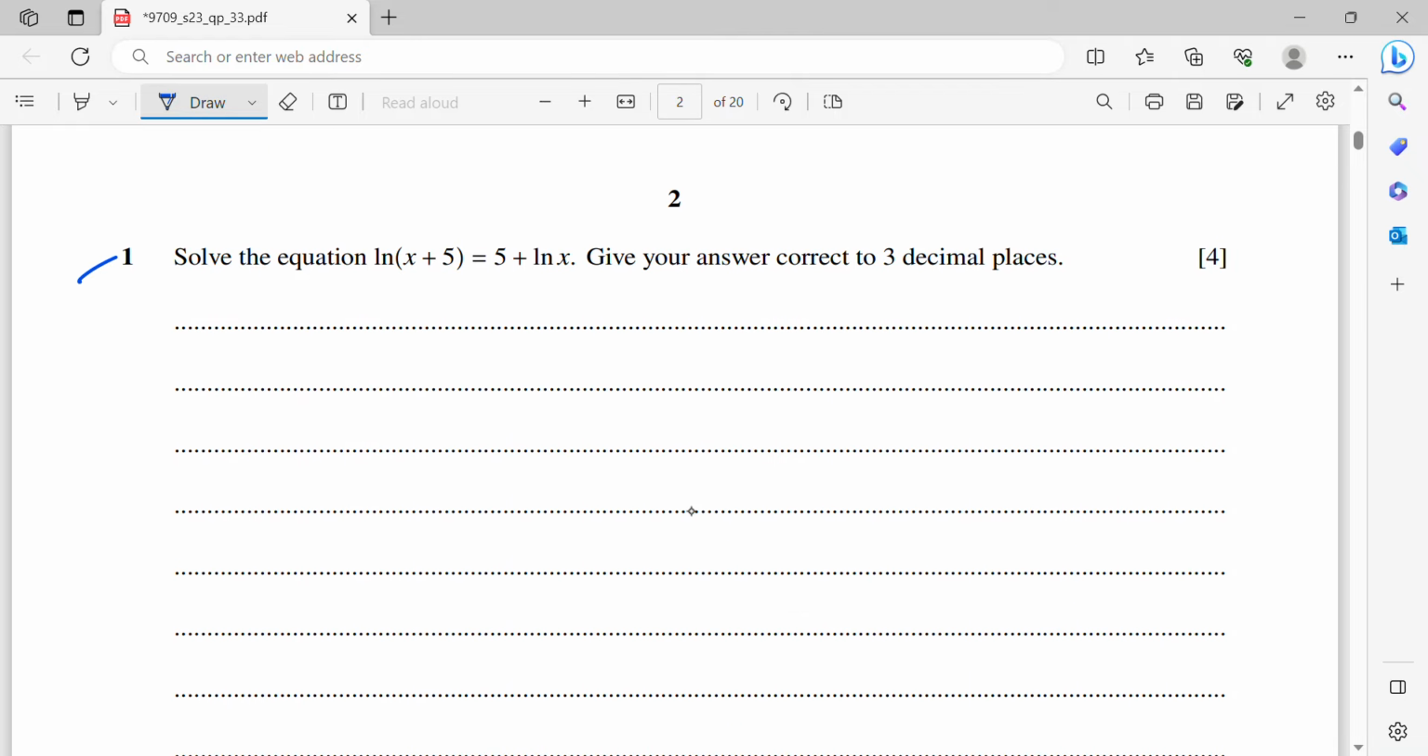Now, question number 1, solve the equation ln(x + 5) = 5 + ln x. Give your answer correct to 3 decimal places. So first of all, I will rewrite the question. Alright, so this ln x can be moved to the other side, becomes minus.